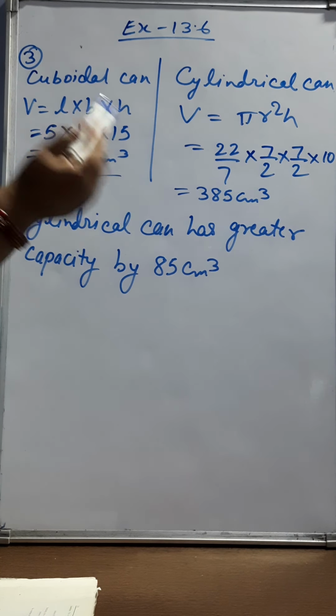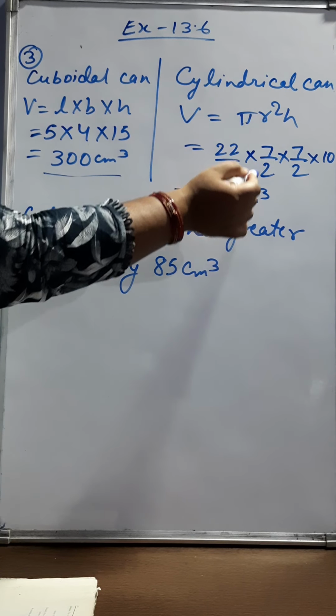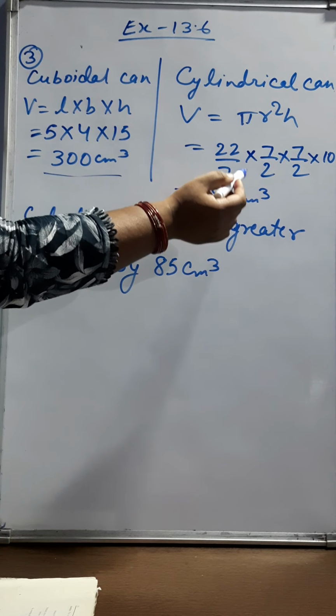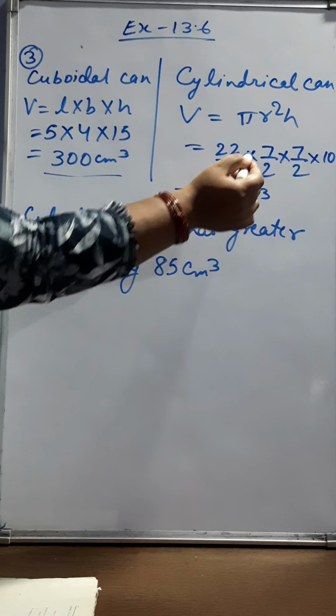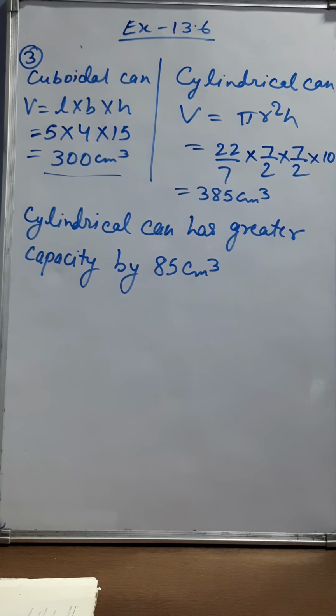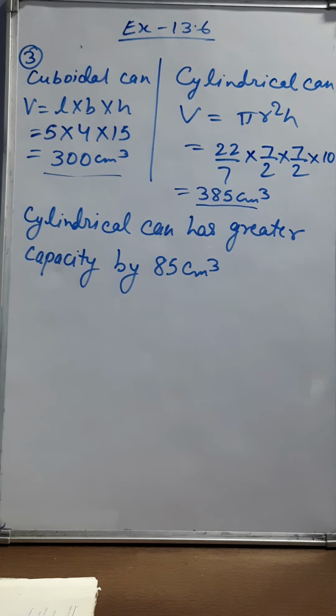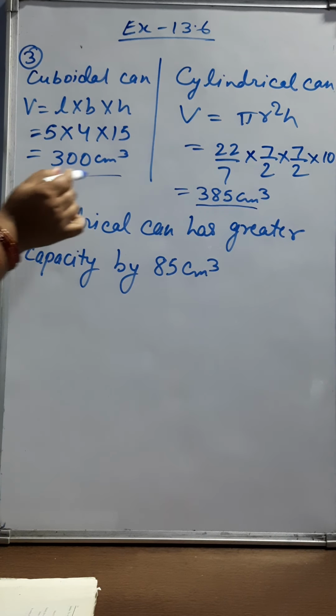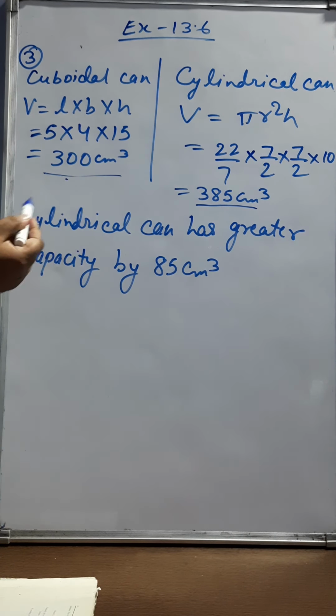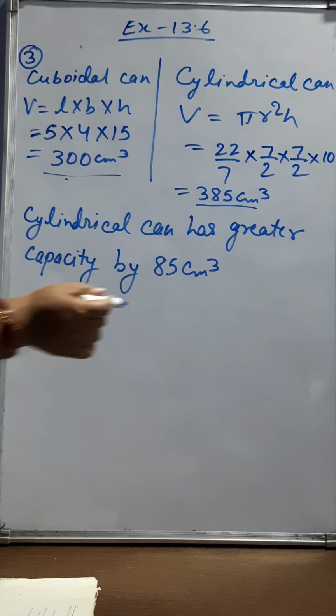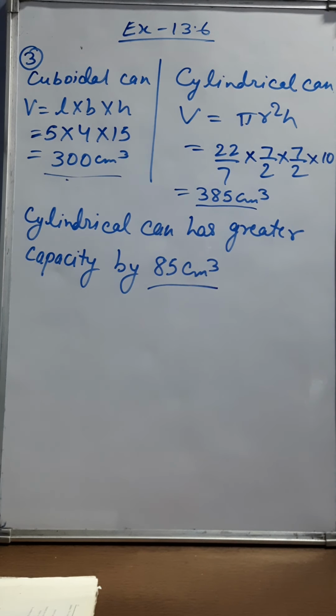Next side, the radius is 7 by 2 as the diameter is given as 7. So we can put 22 by 7 into 7 by 2 into 7 by 2 into height 10. When you calculate, you will get 385 centimeter cube. If you compare these two, definitely the cylindrical can has greater capacity by 85 centimeter cube. Come to question number 4.